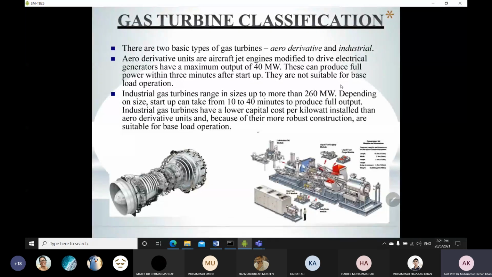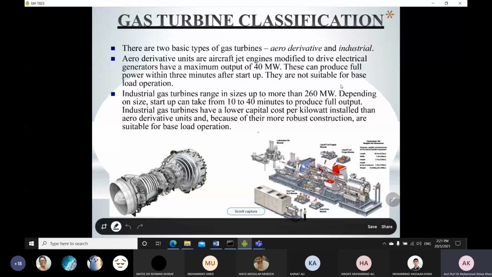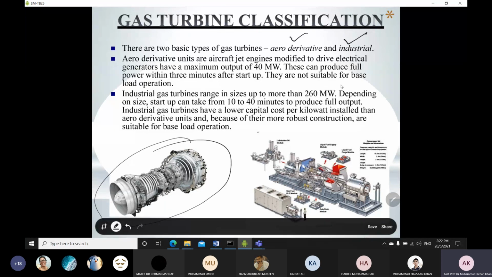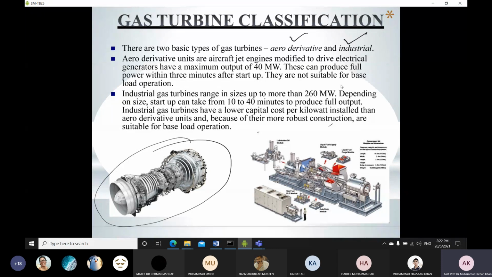Then, based on classification, there are two types of gas turbine which are commonly used: one is the aeroderivative and one is the industrial type. The aeroderivative is shown there. This is the same turbine which we use in jet aircraft. And then there are the industrial types, which are big units of gas turbine used for power generation purposes.